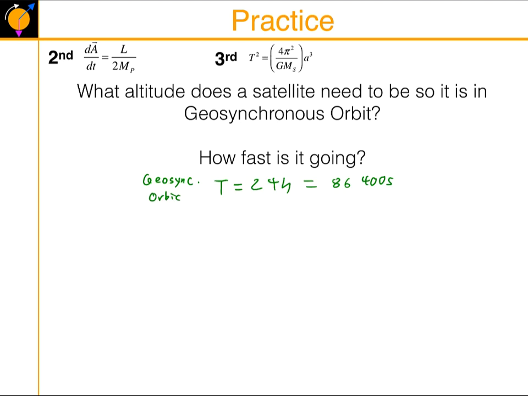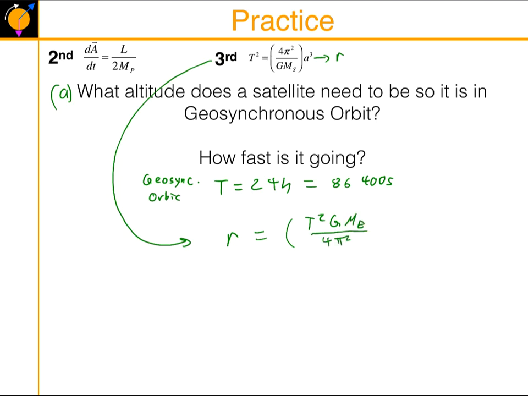So what altitude does it need for that? That's going to be for part A. So let's use Kepler's third law and solve for R. We're just going to let a equal R here because it's a circular orbit, where the semi-major axis is the same as the radius of the orbit. So if I solve for R, I end up with T squared G mass of the Earth over 4 pi squared, all to the 1/3. When I plug in everything, I end up with about 4.23 times 10 to the 7 meters. So that's the radius of its orbit.